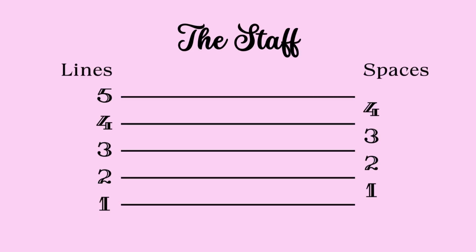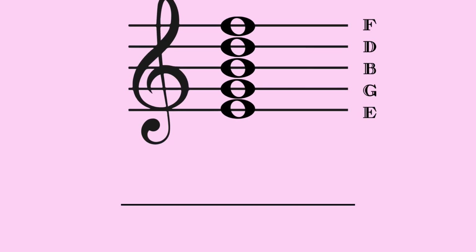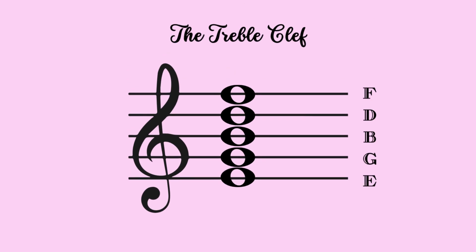The clef is placed on a staff which consists of 5 lines and 4 spaces. Notes can be placed on the lines or spaces of the staff. In the treble clef, the line notes read E, G, B, D, and F, from the bottom line to the top line. One of the easiest ways to start memorizing your notes is to learn this phrase: every good boy deserves fudge. The first letter of each word represents the line notes for the treble clef.